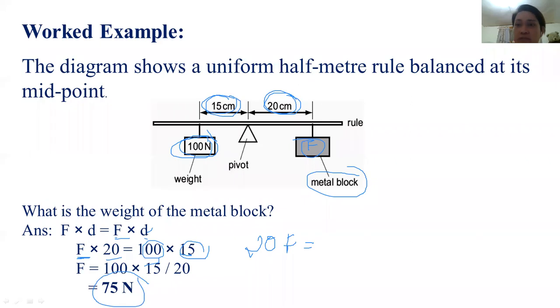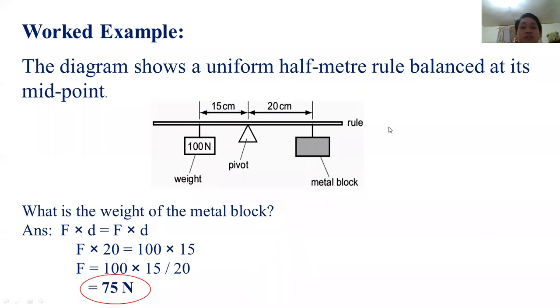So I hope you can follow, and I hope you have the same answer on your screen. So we have 70 newton. Again, how did we get it? We just substitute it to the formula. Then you just do the math. 100 times 15 divided by 20. That gives us 75 newton.